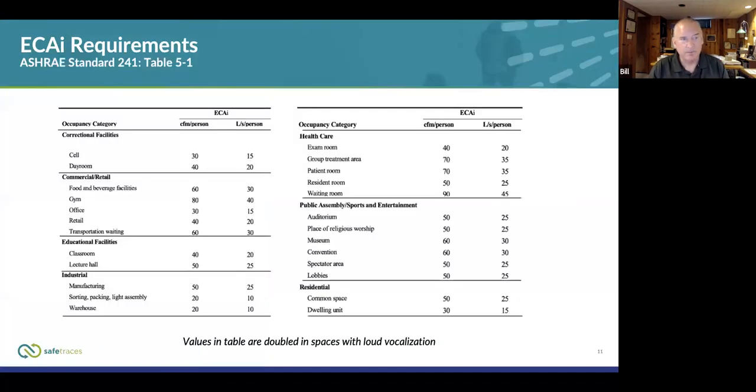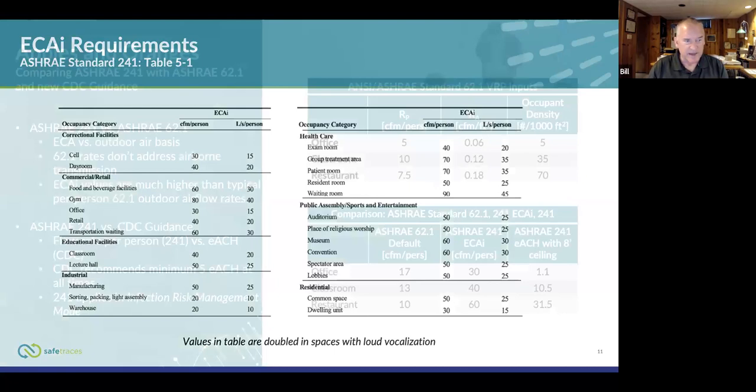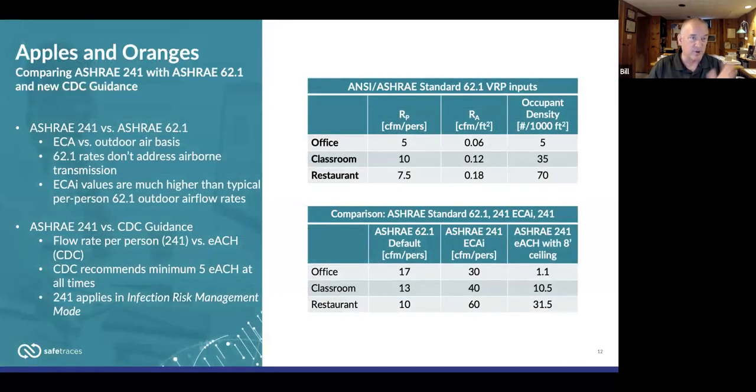This is the entire table that we have at this point, and there's not really anything to add here, but it's very simple and reminiscent of table 6.1 in standard 62.1. It's table 5.1 in standard 241. You can see the different types of spaces under the major occupancy type headings there. So we've got classrooms and offices and things you'd expect to see.